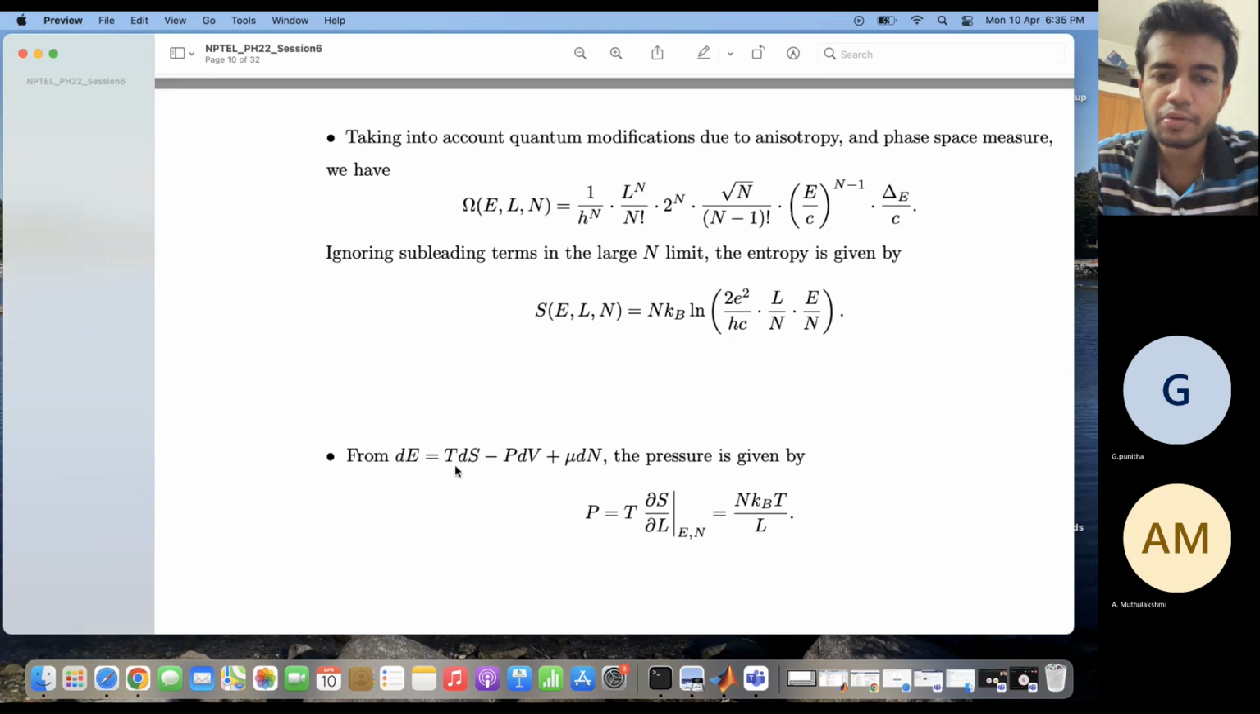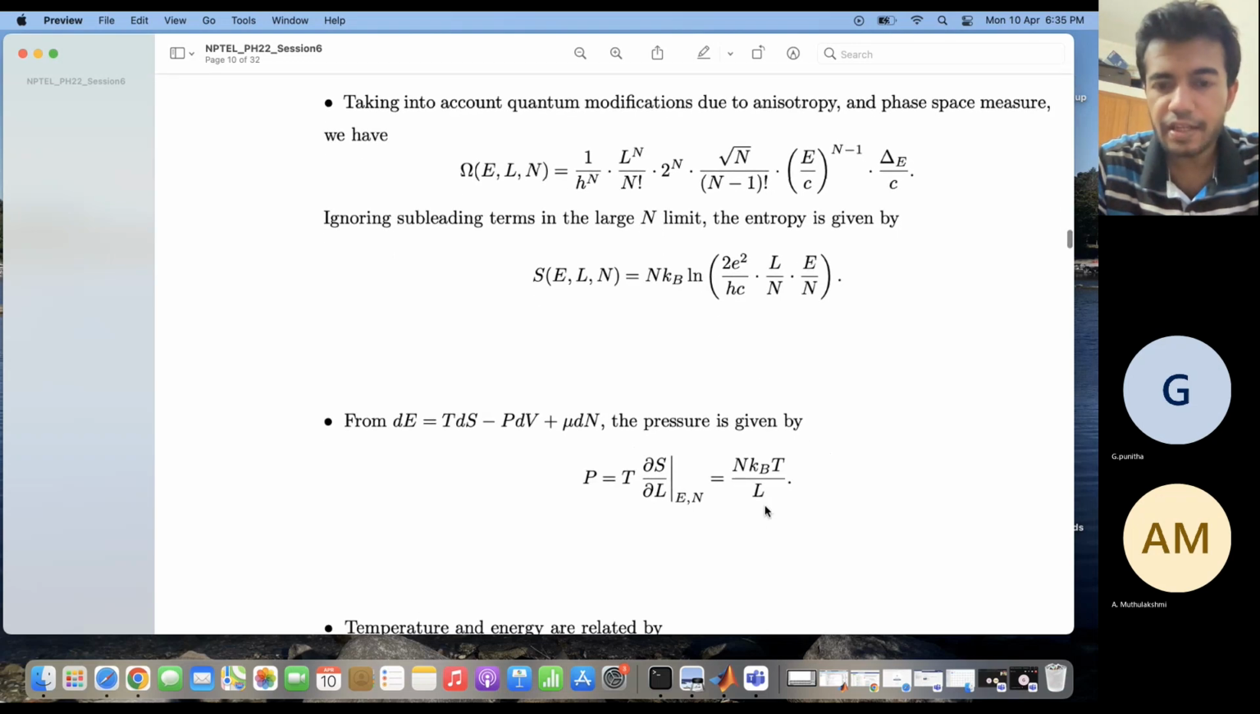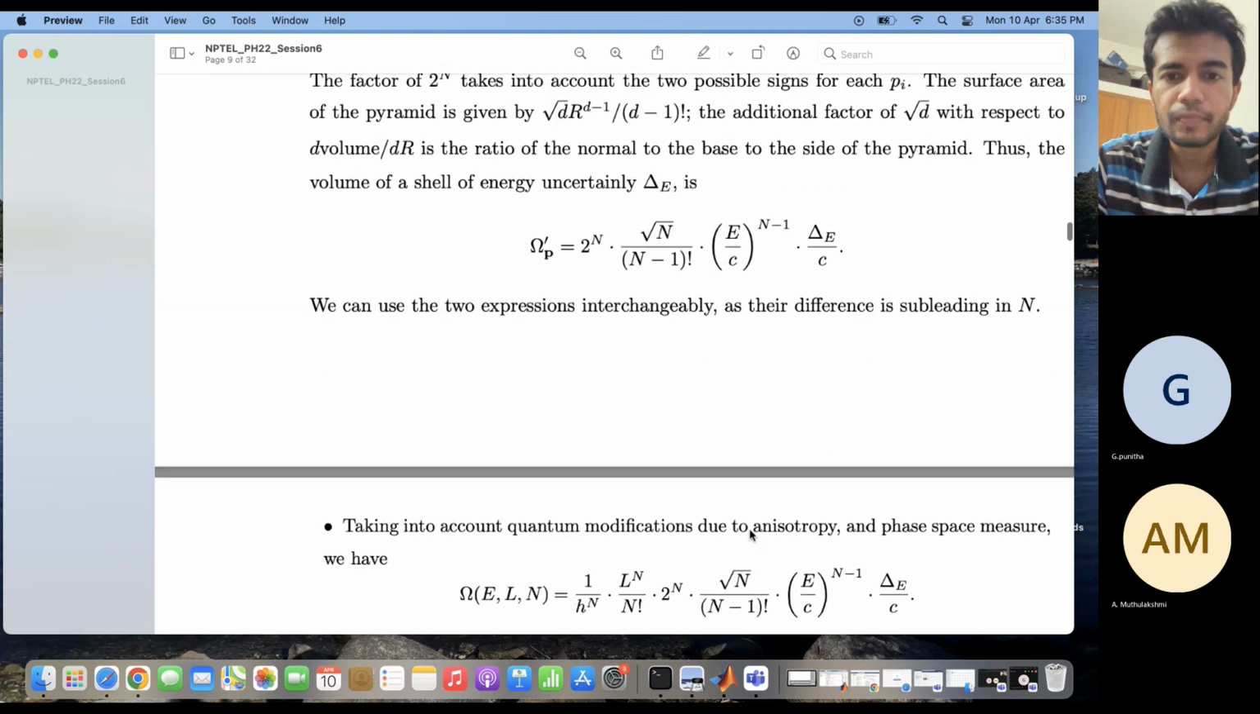So therefore PdV is equal to TdS. Therefore P is equal to 1 by T. Sorry, P is equal to T into del S by del V. And here del V is basically del L. Therefore P is equal to T into del S by del L at constant E and N. So if I do del S by del L of this expression, then I get P is equal to NkT by L. So this basically looks like the ideal gas equation of state where L is the volume. So P is equal to NkT by the volume. Okay.